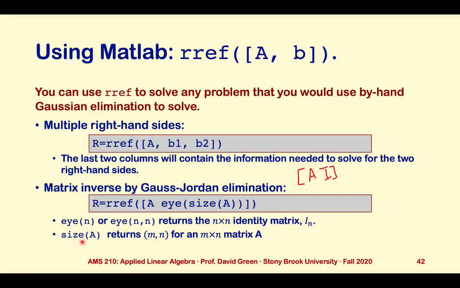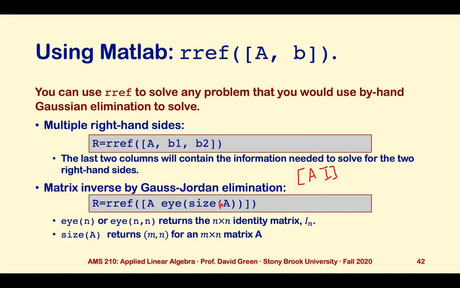Size is a command Matlab has that will tell you how big a matrix is in terms of the number of rows and columns. So size of A gives m and n for an m by n matrix A. So what does eye of size A do? It looks at A, it asks how big is A, and then it creates an identity matrix of exactly the same size and puts that in the block. Exactly what we want to do here.